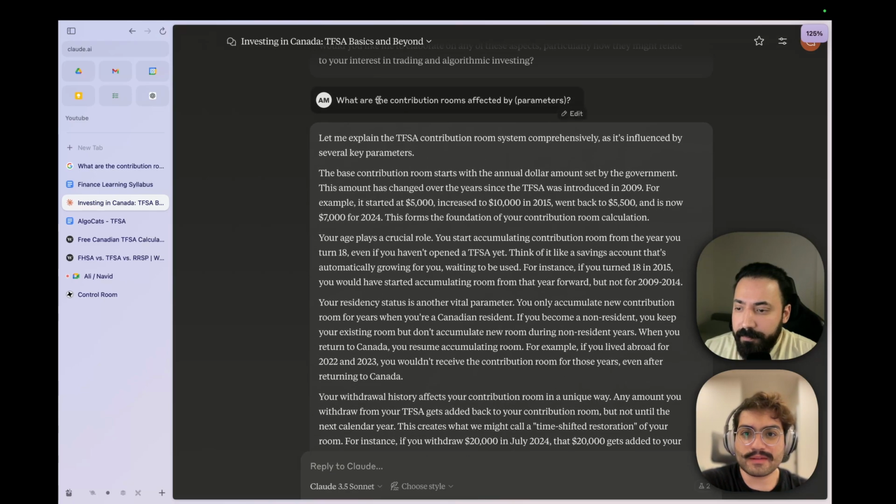Okay. So the parameters affecting contribution room is that the base contribution room starts with annual dollar amount set by the government. It was introduced in 2009, and every year it has increased to some extent. So your age would play a crucial role because these contribution limits accumulate year by year since the year you turn 18 or you have paid or filed taxes.